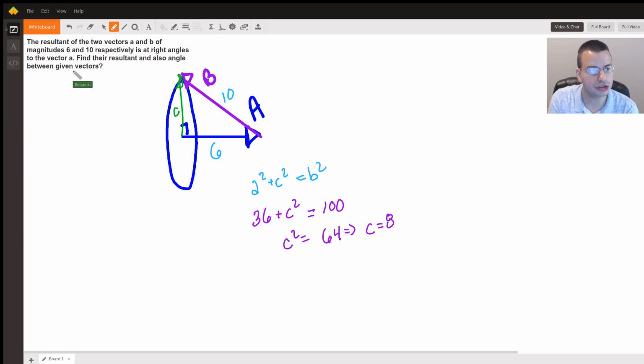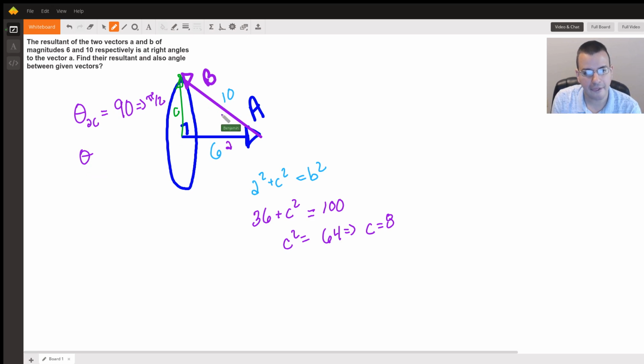So we find the resultant and also the angle between the vectors. Okay, so we're going to find the angles here. I'm going to do this a little bit differently. I'm going to say theta. This is A. That is B. So I'll do theta AC, this angle right here. That's going to be easy. That's why I did that one first. It'll be 90, or if you like radians, pi over 2.